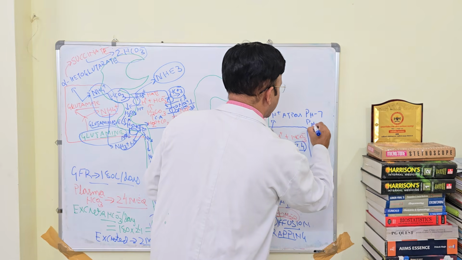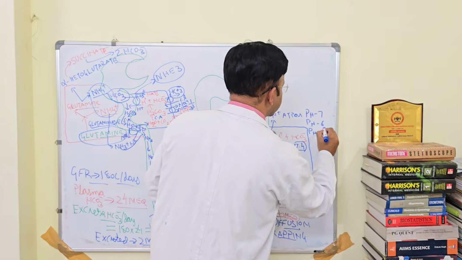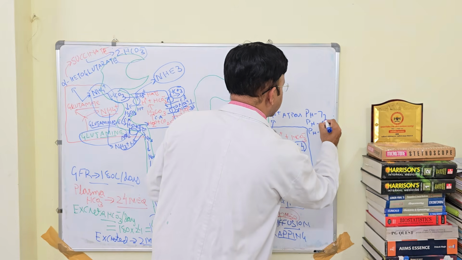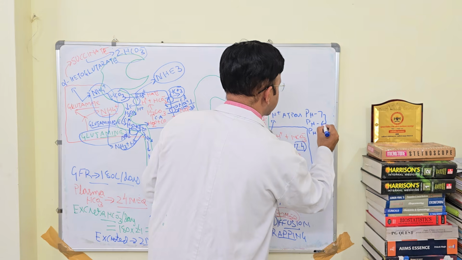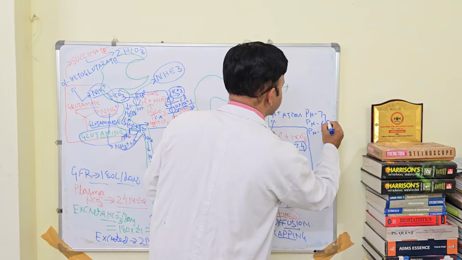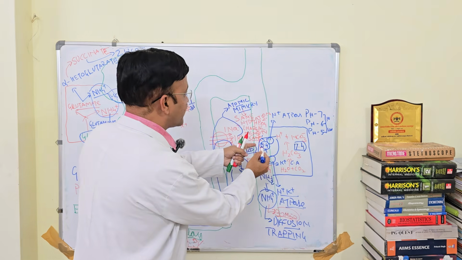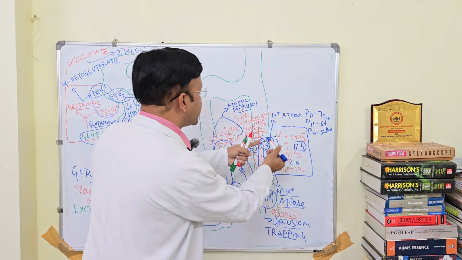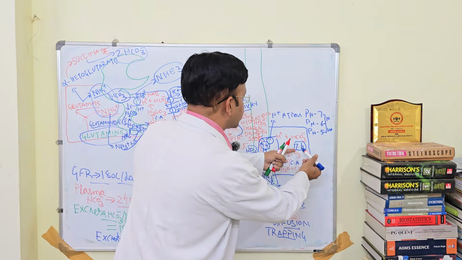pH 7, pH 6, pH 5, right? So pH 6 has got 10 times more hydrogen ion than pH 7, and pH 5 has got 100 times, right? So it's a log of 10, 100, right? So pH 4.4 has got 1000 times more hydrogen ions compared to pH of 7.4.